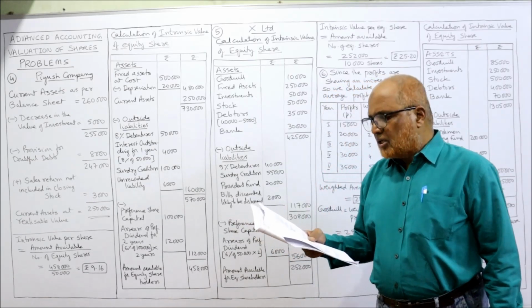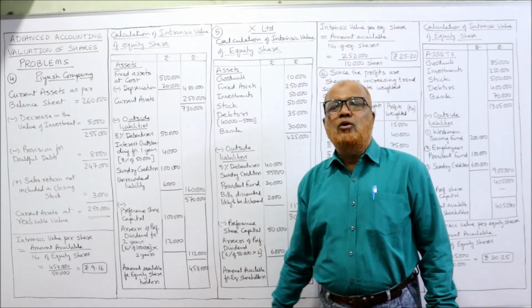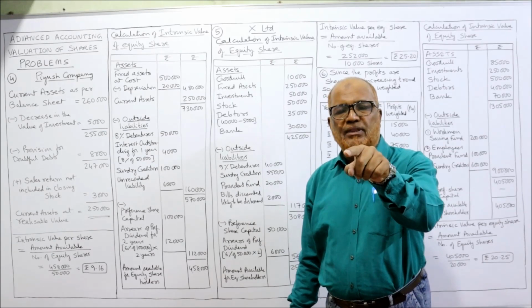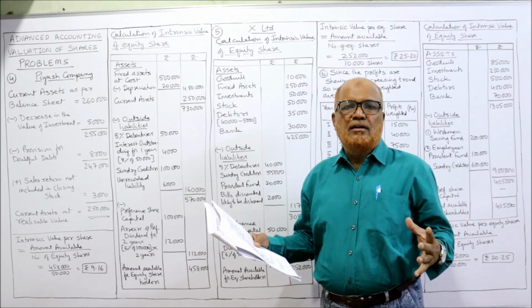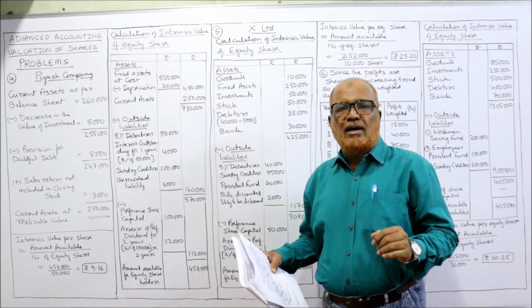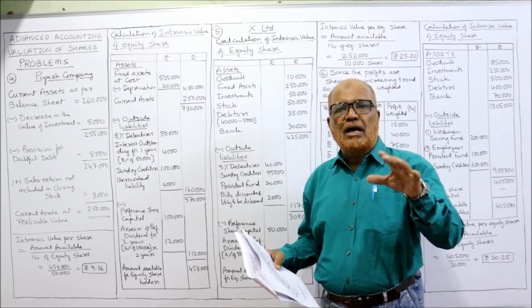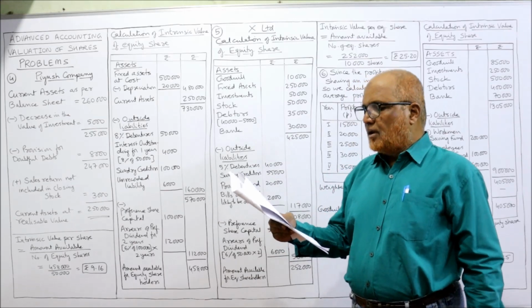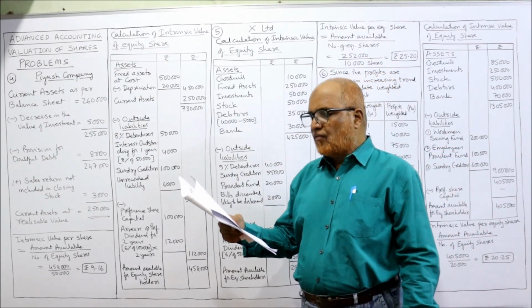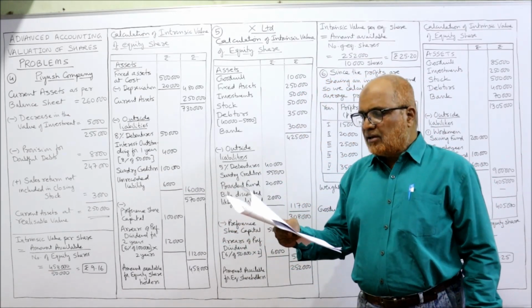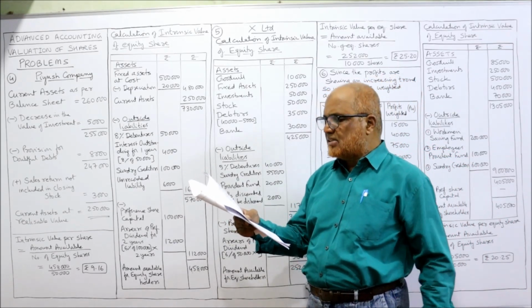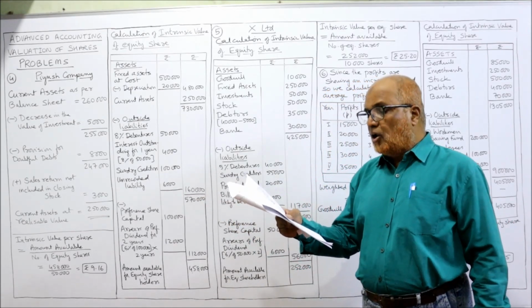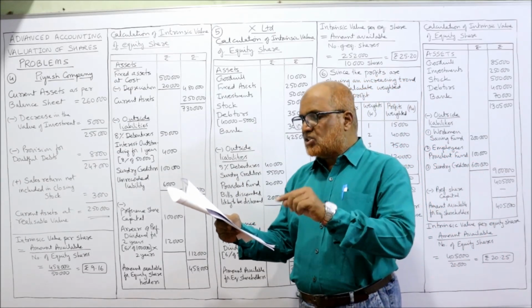Determine the value of each equity share according to breakup value method. Remember, breakup value method is nothing but intrinsic value. Different names are there. Sometimes it will be called net assets value, sometimes breakup value, sometimes intrinsic value, etc. As on 31st December 2004 for X Limited. The particulars: shareholders fund share capital 1,50,000, reserves and surplus 173, non-current liability, long-term borrowing 5% debentures 40,000.